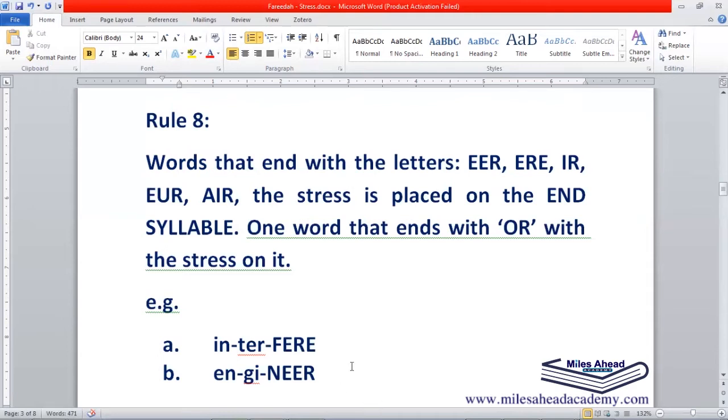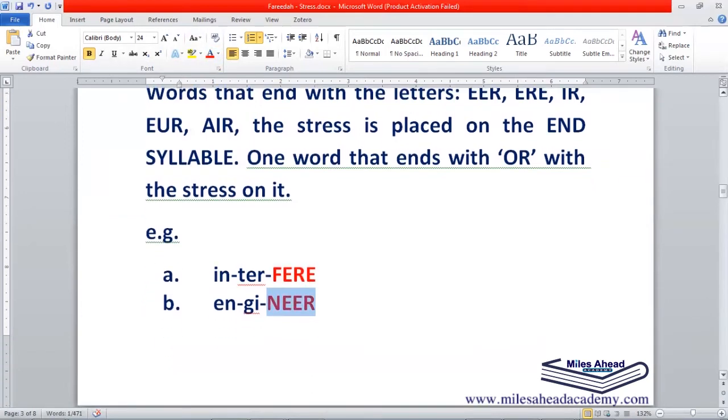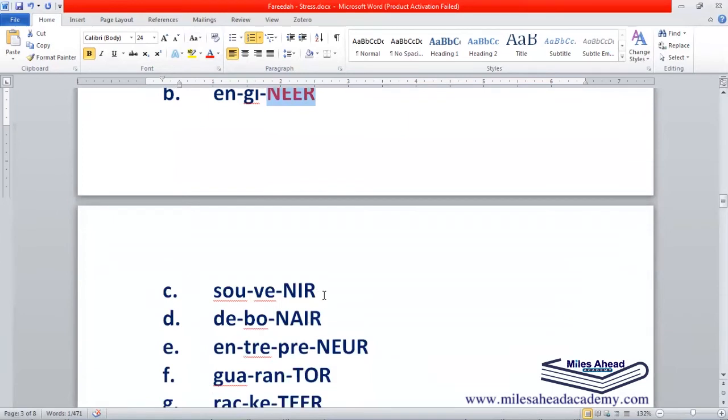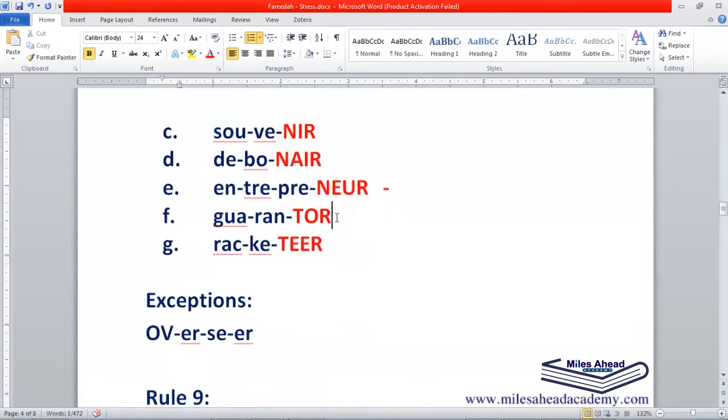I say words that end with the letters EER, ERE, IR, EUR, AIR, the stress is placed on the end syllable. That means those letters themselves, they are stressed. There is also one word that ends with the letter OR that is stressed on the end syllable. For example, interfere is stressed on the fair. Engineer, the stress is on the end syllable too. Souvenir, the stress is there. Debonair, so the stress is on the end syllable, the fair. Okay? So guarantor is the only word that ends with the letters OR where the OR is stressed.